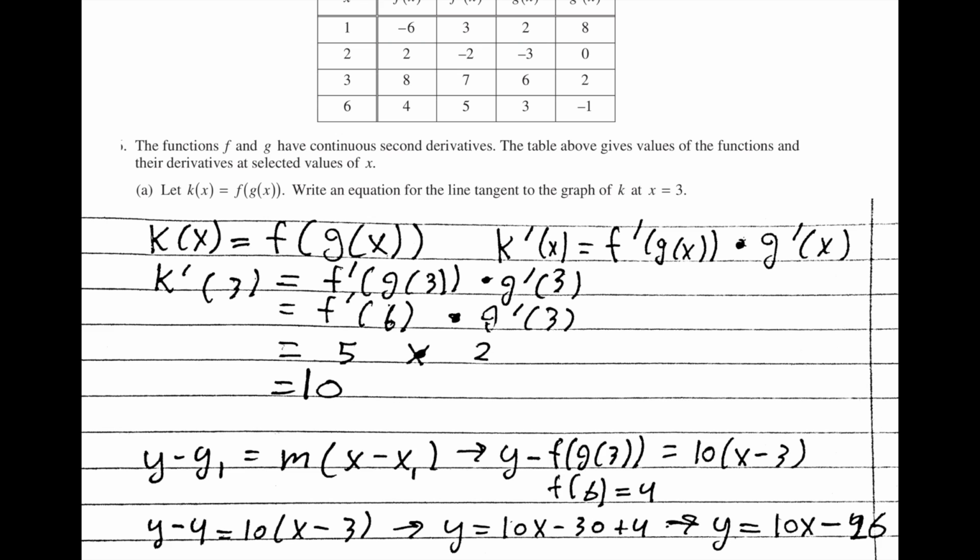Now, after we get the value of m, which is the derivative and at the same time the slope, we'll apply this formula: y minus y1 equals m times x minus x1. Substitute the values. From the table, we can clearly find the value of y because the value of x is given. So f of g of 3 equals f of 6, which is 4. So y minus 4 equals 10 times x minus 3.